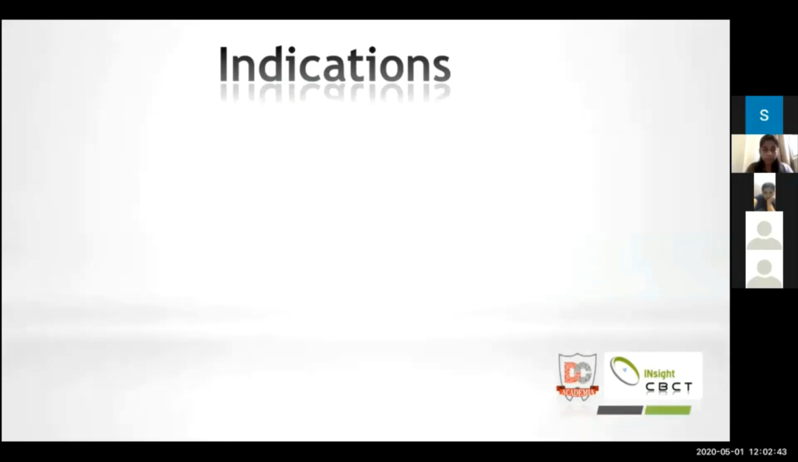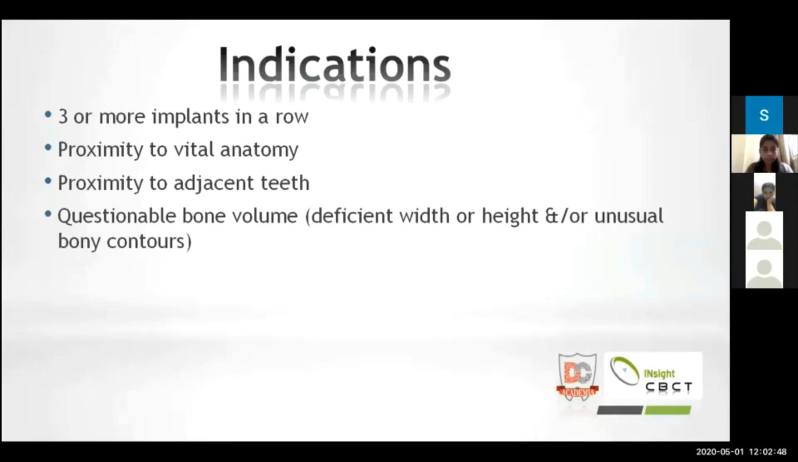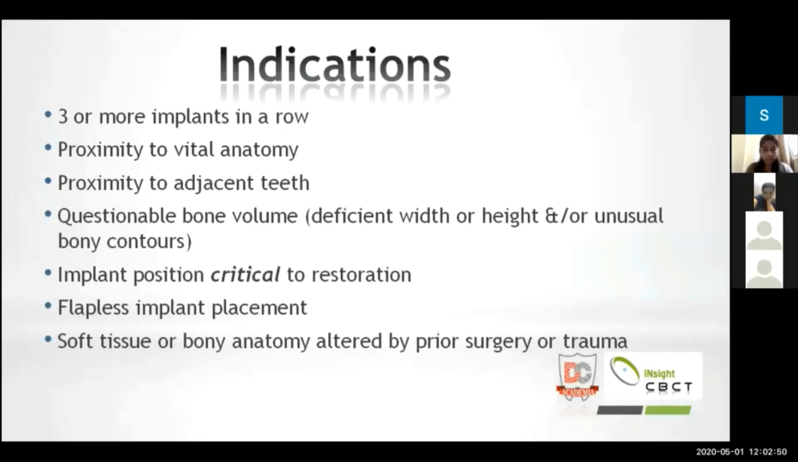So what are the indications for using 3D printed surgical guides? We can use them more commonly when a lot of implants are being placed adjacent to each other, when there is vital anatomy, or when there are adjacent teeth standing next to the edentulous areas. Other indications are insufficient bone volume, situations where the implant position is absolutely critical to the restoration, a patient choosing flapless implant placement, or previous trauma or surgery which may have altered the anatomy in that region.